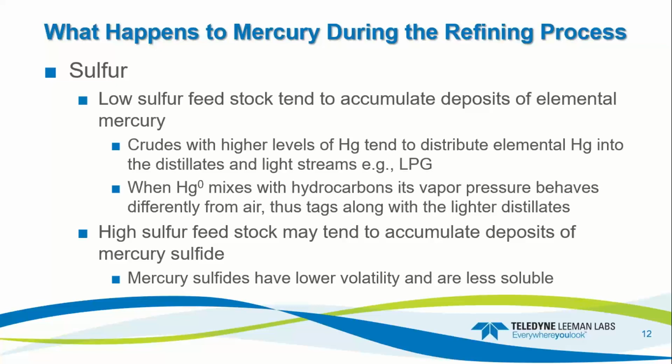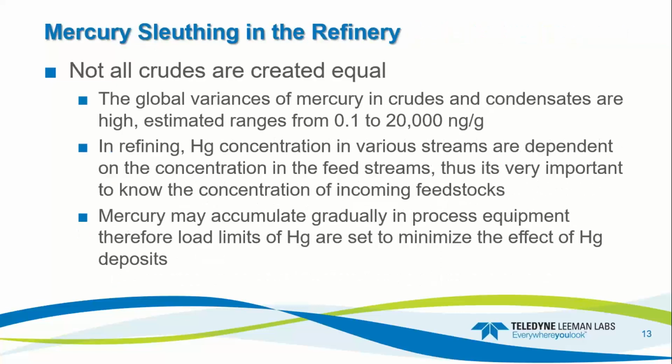And in contrast, when you have high sulfur feedstocks, they tend to accumulate deposits of mercury sulfide. Mercury sulfide has a lower volatility and is therefore less soluble within the streams from the refinery itself.